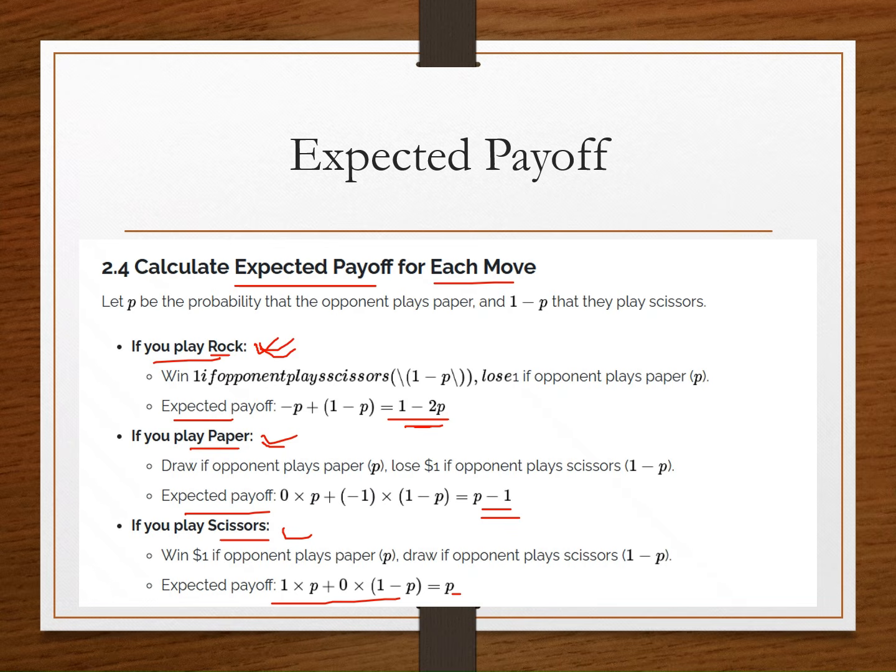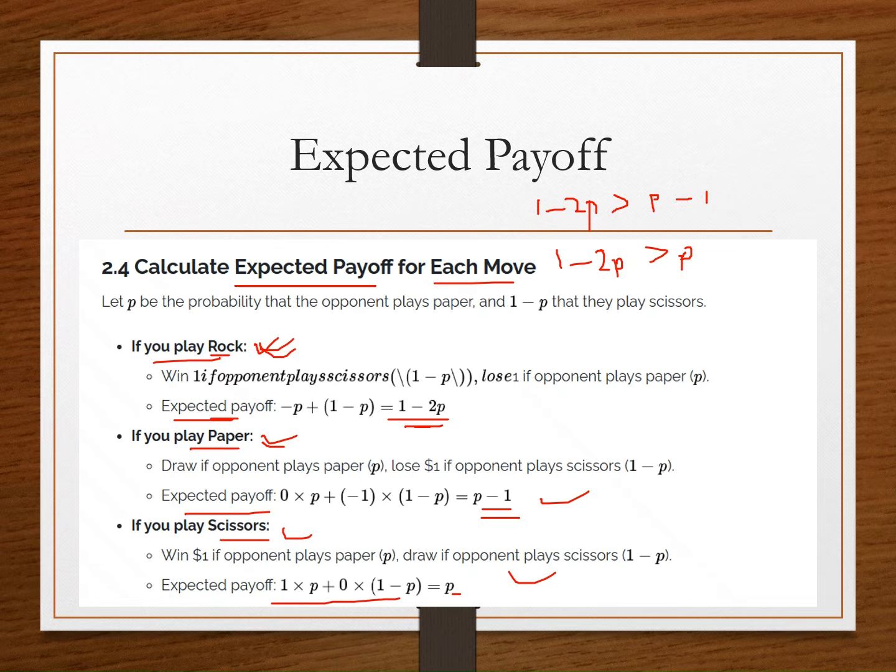We will check the values of P. So let's say the expected payoff for the scenario when we play rock is the highest. What does that mean? That means that 1 minus 2P is greater than both of these payoffs, this and this. So it has to be greater than P minus 1, and also 1 minus 2P has to be greater than P.